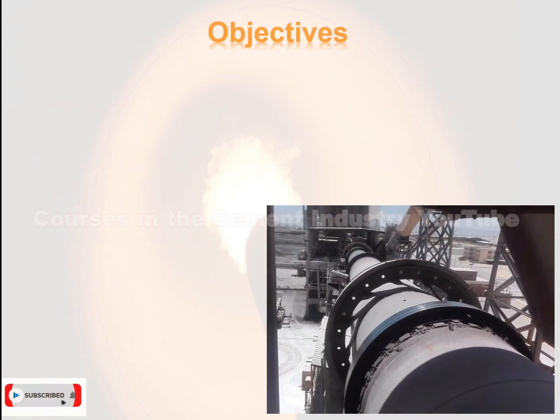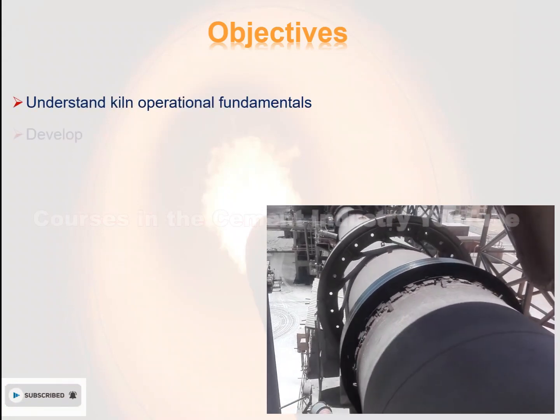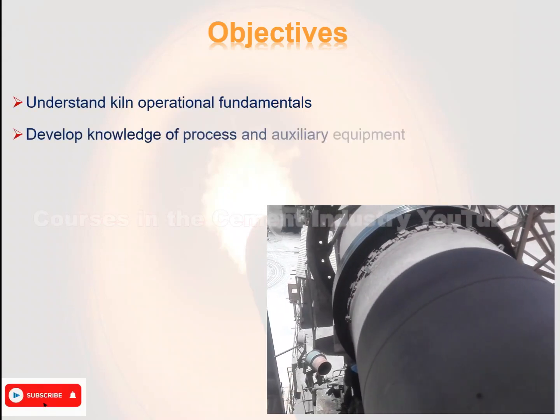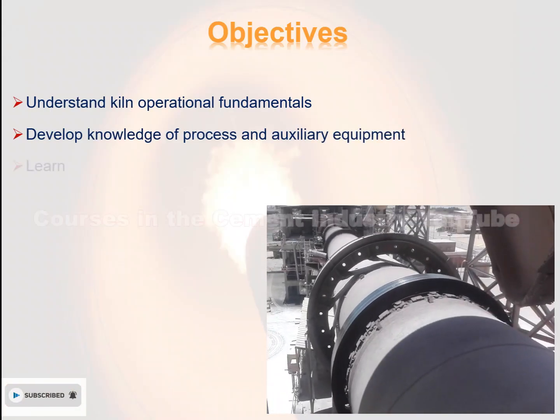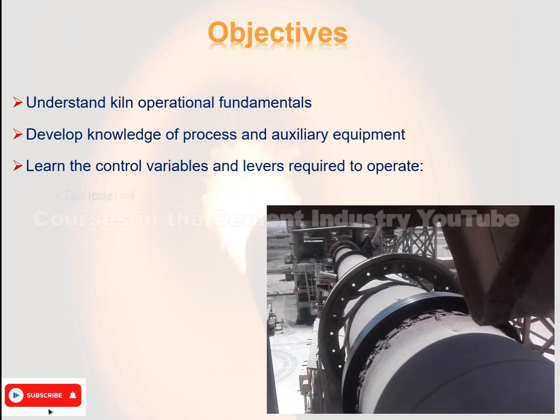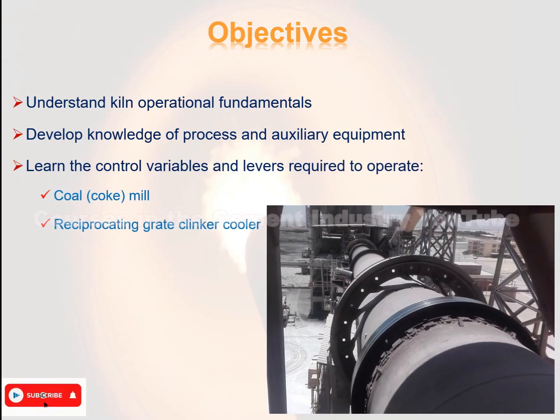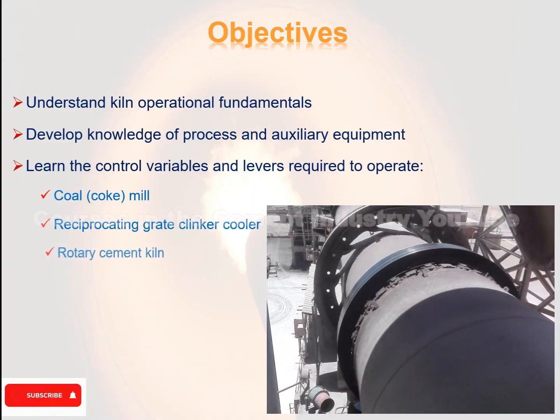Objectives: understand kiln operational fundamentals. Develop knowledge of process and auxiliary equipment. Learn the control variables and levers required to operate the coal and coke mill, reciprocating grate clinker cooler, and rotary cement kiln.